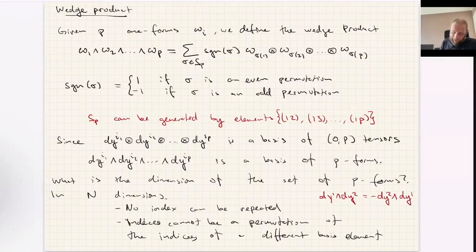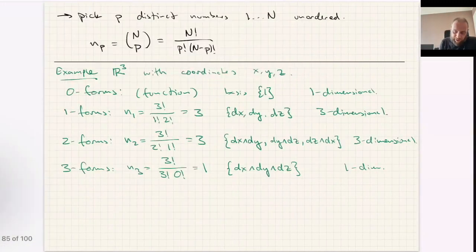Furthermore, if I have the same coordinate differentials and I just permute them, then I will get something that's linearly dependent. So that's not a new independent basis element, right? The thing to do here is I just pick p distinct coordinates, and I have to use all of the distinct choices that I can.